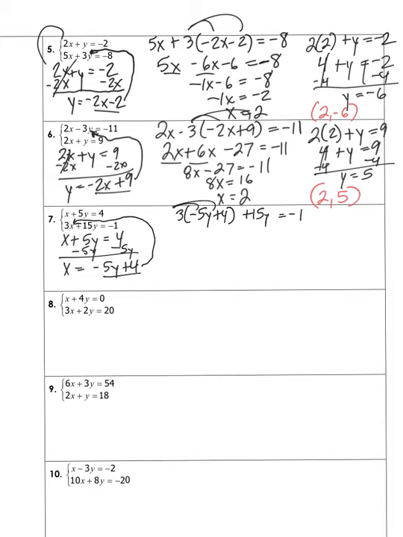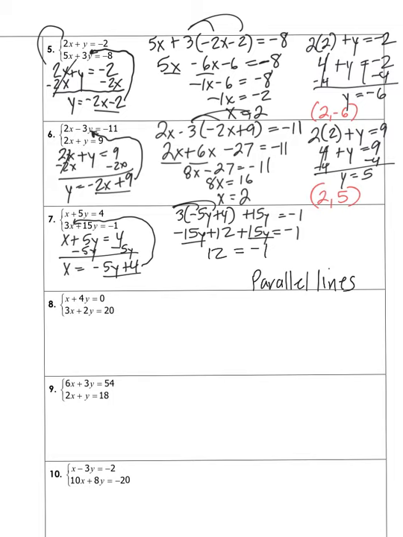And I'm going to distribute. 3 times negative 5y is negative 15y. 3 times 4 is 12 plus 15y equals negative 1. Negative 15y plus 15y cancels out. And all we're left with is 12 equals negative 1. And this is a false statement. Since this is a false statement, that means these are parallel lines. They never intersect.